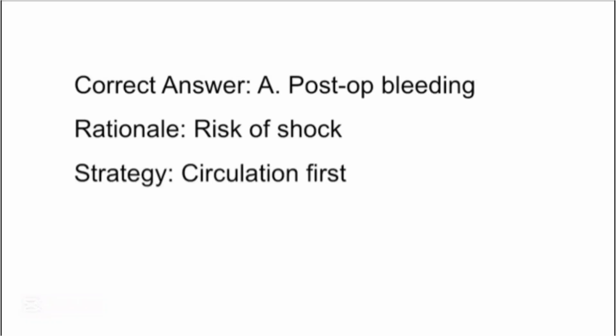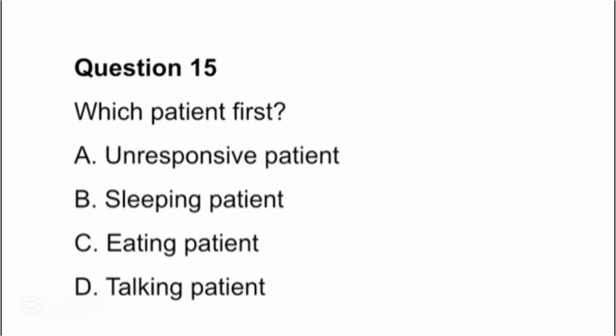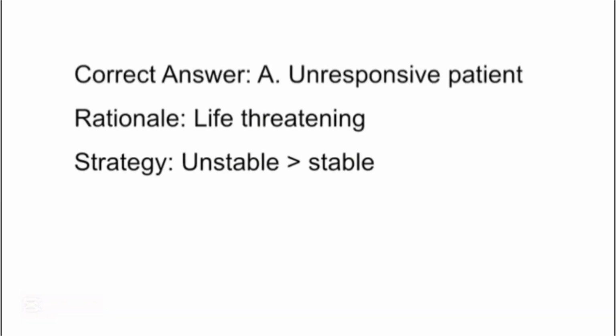Post-op bleeding. Rationale: risk of shock. Strategy: circulation first. Question 15. Which patient first? A. Unresponsive patient. B. Sleeping patient. C. Eating patient. D. Talking patient. Correct answer: A. Unresponsive patient. Rationale: life-threatening. Strategy: unstable over stable.